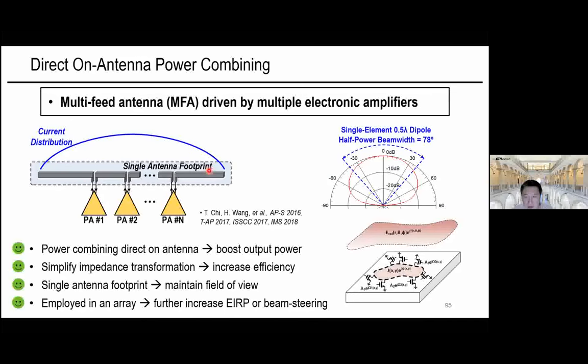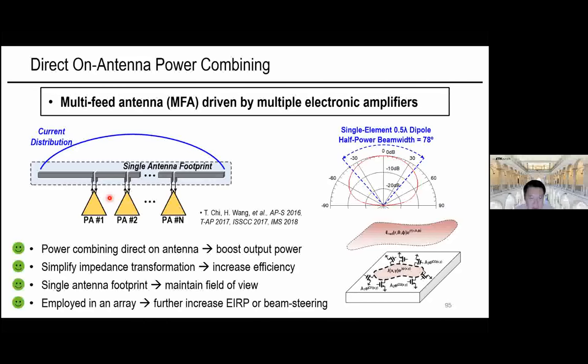So, in addition to the radiation, it also achieves power combining on the antenna itself. It can be shown that the load of the amplifiers, moreover, will be smaller than the load of a single-feed antenna, and overall this is achieved within the same, just one antenna footprint, right? This simplifies the impedance transformation and increases the efficiency, and still keeps everything very compact.